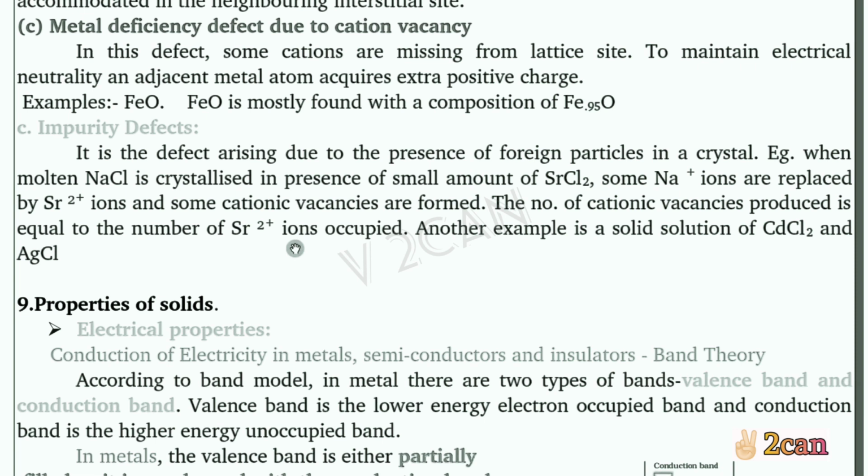Impurity defects. It is a defect arising due to the presence of foreign particles in a crystal. Example: when molten NaCl is crystallized in presence of a small amount of SrCl2, some Na+ ions are replaced by Sr2+ ions and some cationic vacancies are formed. The number of cationic vacancies produced is equal to the number of Sr2+ ions occupied. Another example is a solid solution of CdCl2 and AgCl.